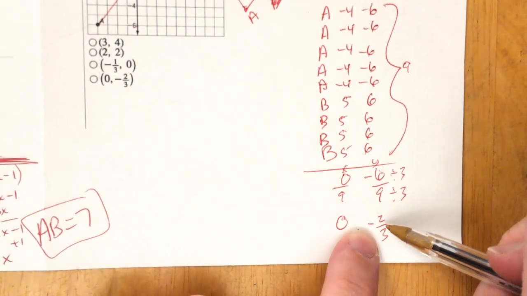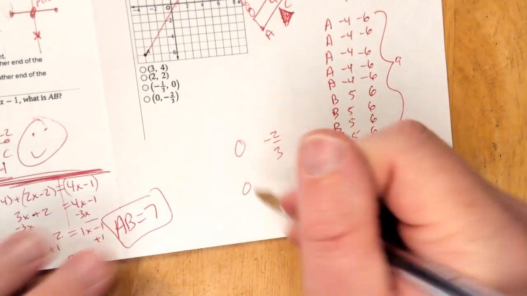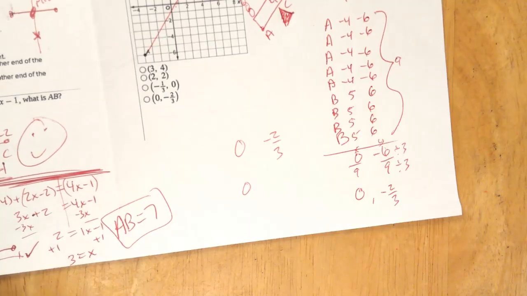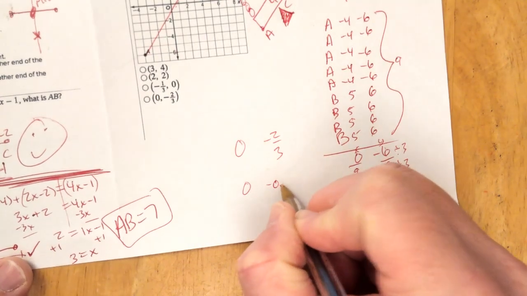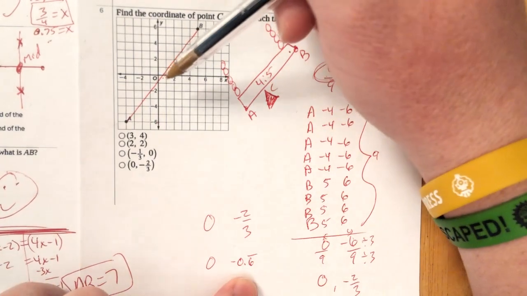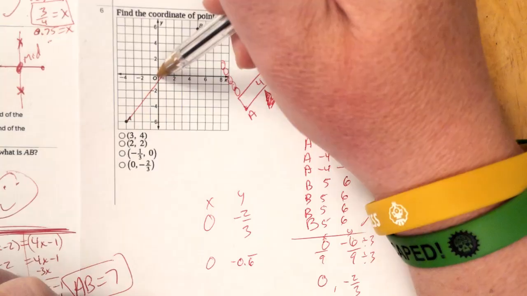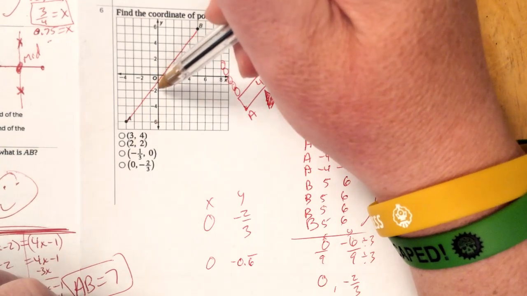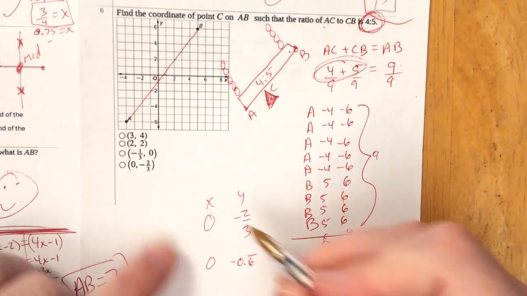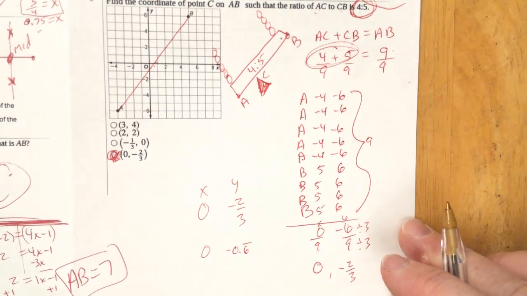And that's another common mistake. A lot of people drop that negative. If I try to plot that, that's 0, negative 2 over 3, that's negative 0.6 repeating. If you accidentally thought it was a positive, 0, comma, and this is x, my y, 0.6, that's not on the line. Oh, it's supposed to be negative. Yeah, okay, now it's correct. So which one is the answer? D. All right, and that's number 6. And we're going to flip over to the back side.